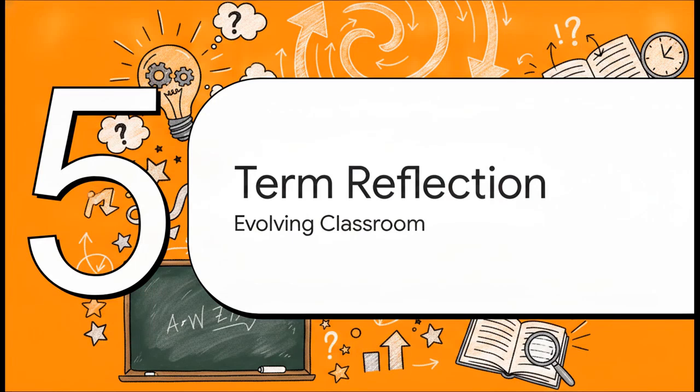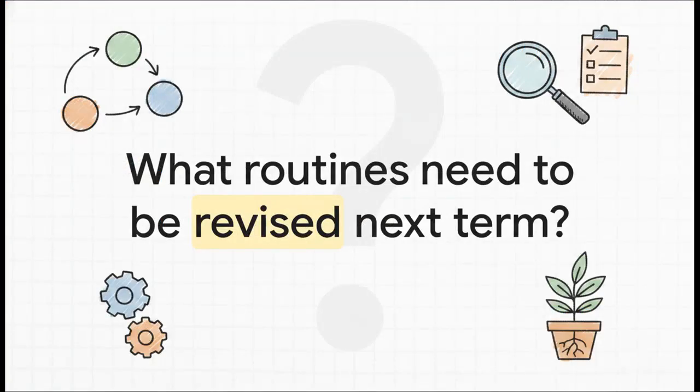Section 5. The term reflection, evolving your classroom. As we bring this explainer toward its conclusion, we have one final, crucial step to look at. At the end of every term, the planner challenges you to really ask yourself the hard questions. What classroom management strategies actually worked? What routines need to be revised? Which learners need more support moving into the next term? And what are you going to do differently?